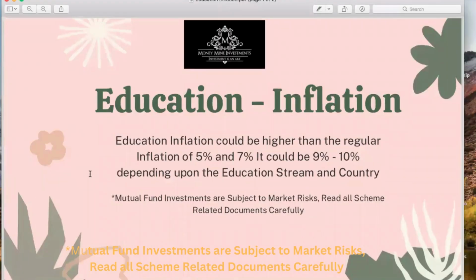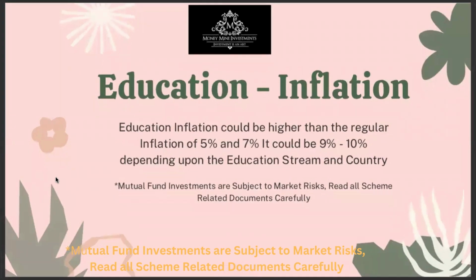Generally, long-term inflation, if you take it historically, is on average between 5 to 7%. But education inflation could be a little higher than the regular 5 to 7% inflation, because of the nature of the industry, as well as the kind of education stream that someone is going to choose. It also depends on which country the education is going to be in: India, somewhere in Europe, or the USA. It depends upon the education stream and the country.